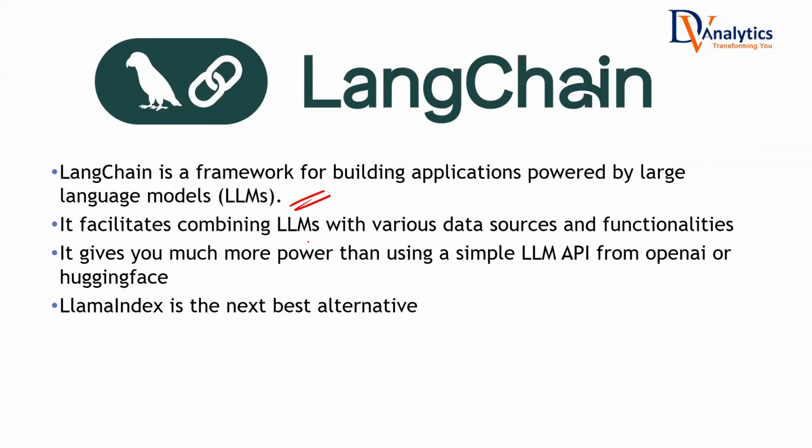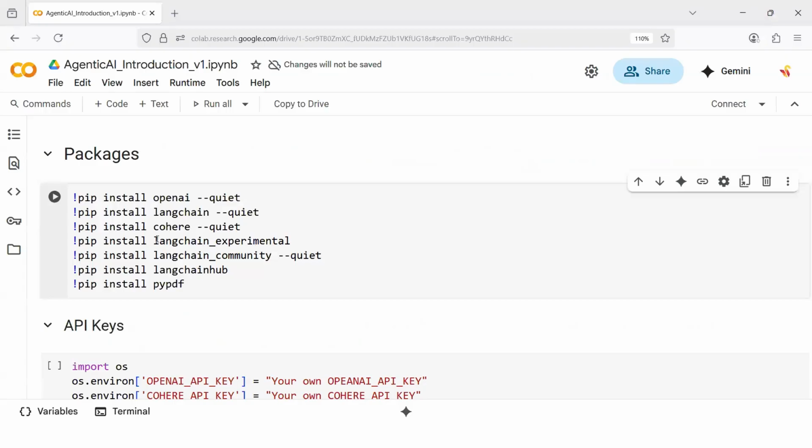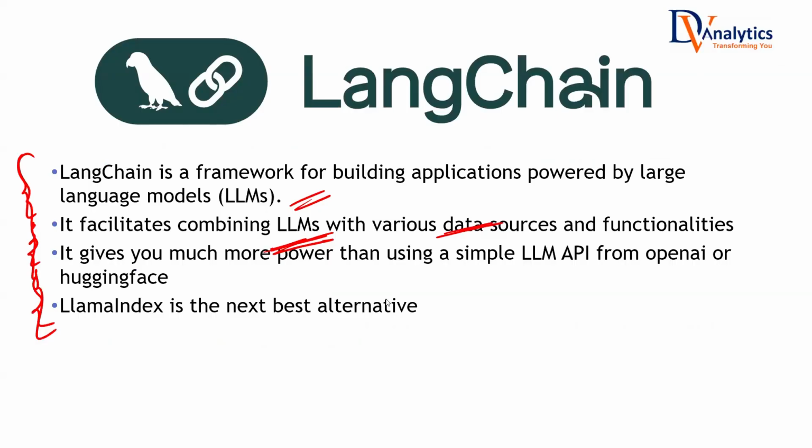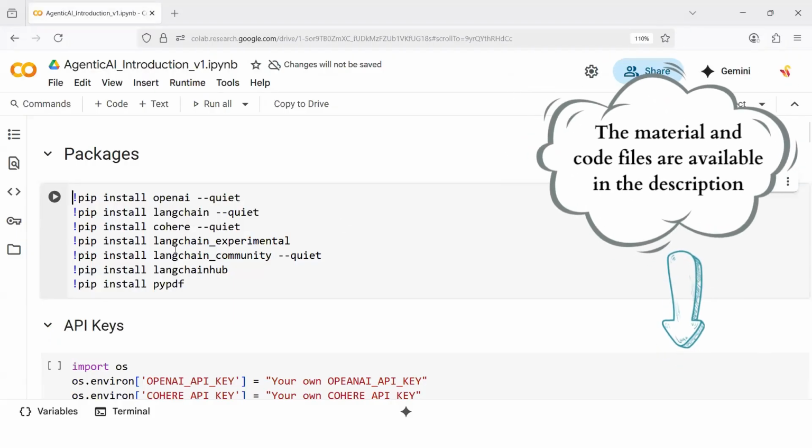It facilitates combining LLMs with various data sources. So LangChain has so many pre-built modules that will make your life much, much easier. If you are developing anything related to LLMs, you must use LangChain. So let us quickly see some example code related to LangChain. This is the code file. I will be sharing this code file in the materials. You can always refer to this.